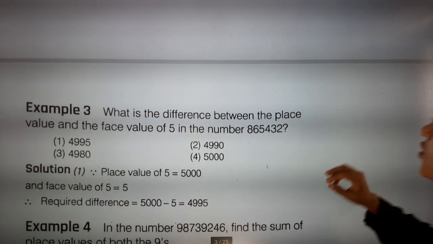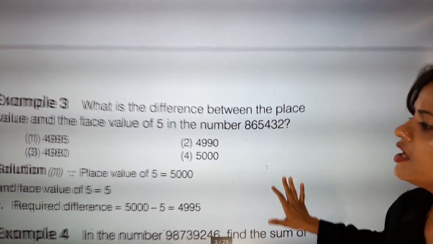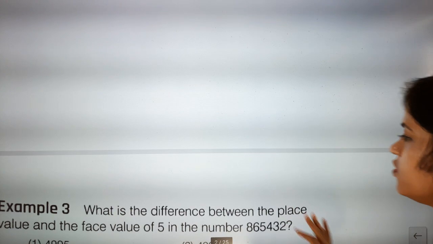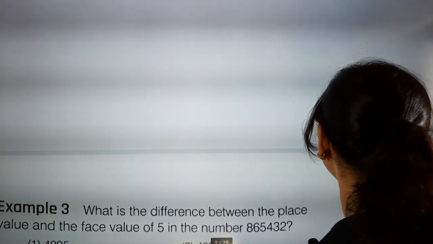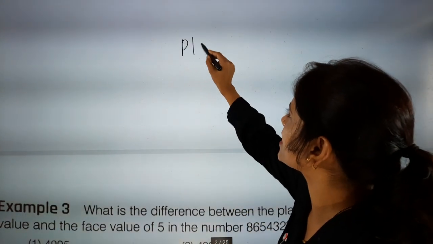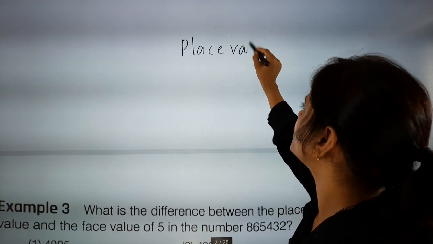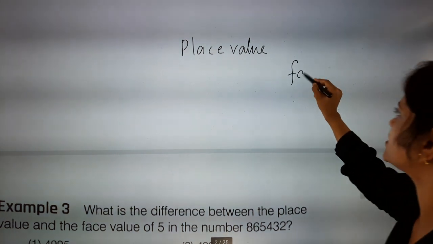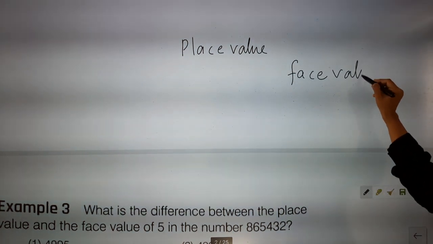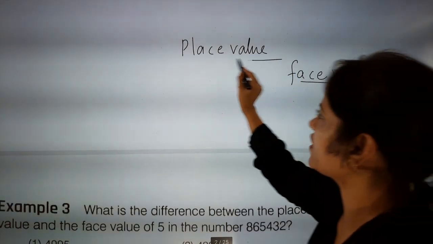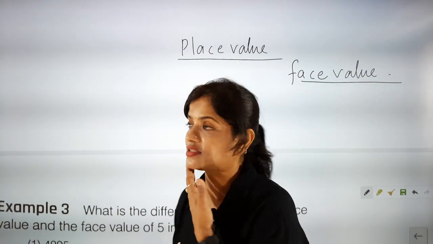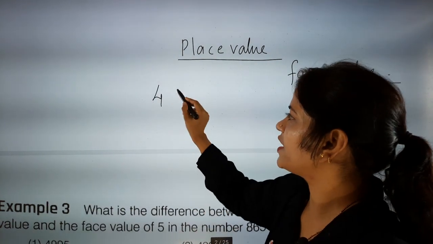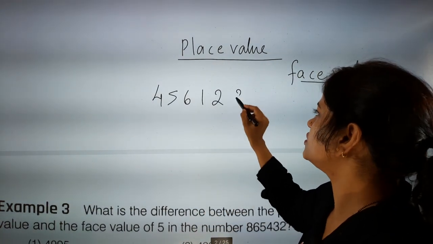Now we are going towards another important point. There are two things we are going to understand. One word is called place value, and another word is called face value. What is the difference between place value and face value? Based on this, questions are many a time asked in the CTET exam.